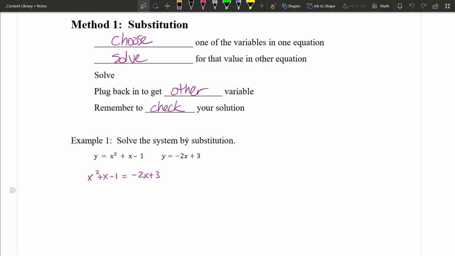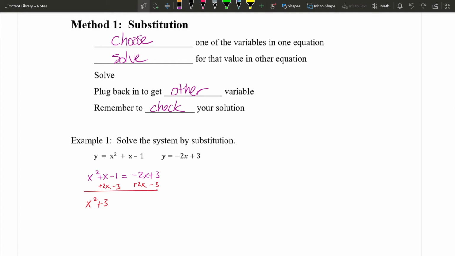So I'm going to move everything to the left because force of habit. So I'm going to add 2x to both sides, and I'm going to subtract a 3 from both sides to get x squared plus 3x minus 4 equals 0.